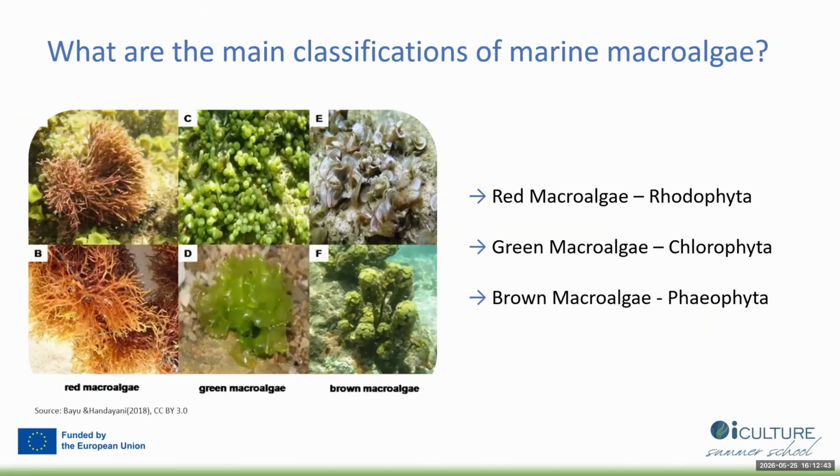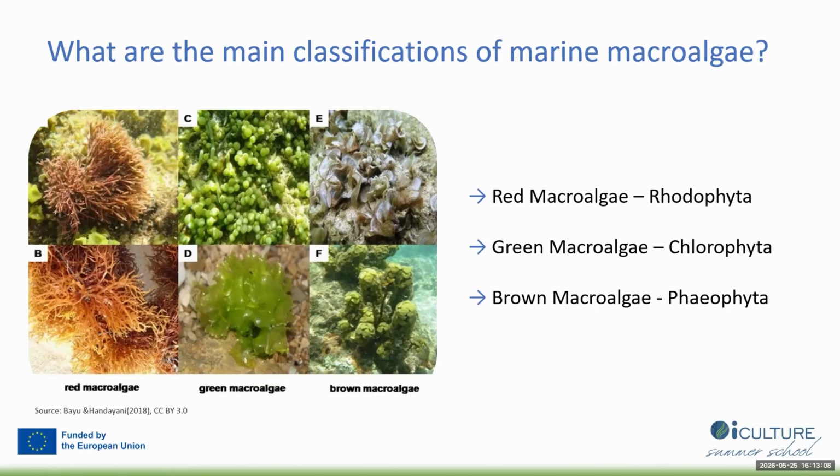Now that we have seen why macroalgae are considered a promising feedstock for bioethanol production, let's take a closer look at the different types of algae. Marine macroalgae are generally classified into 3 main groups: red macroalgae, green macroalgae, and brown macroalgae, scientifically known as Rhodophyta, Chlorophyta, and Phaeophyta, respectively.